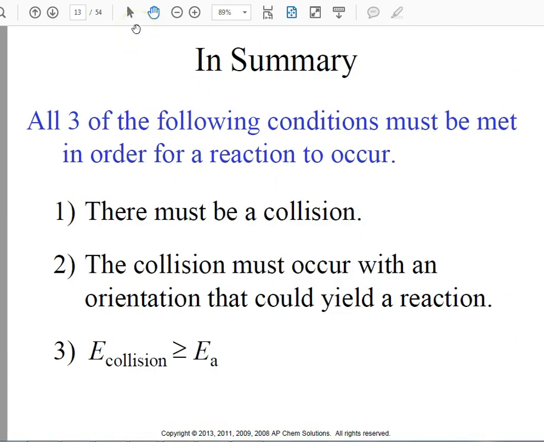All right, so in summary, for a reaction to occur, we must collide. Two particles must collide. The collision has to have the correct orientation to yield a reaction, and the energy of that collision has to be greater than our activation energy.